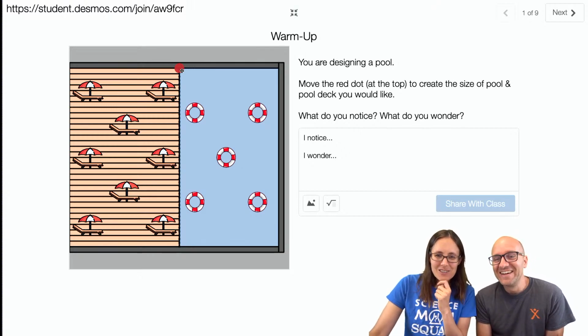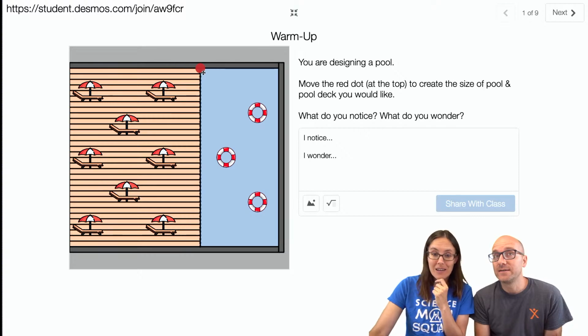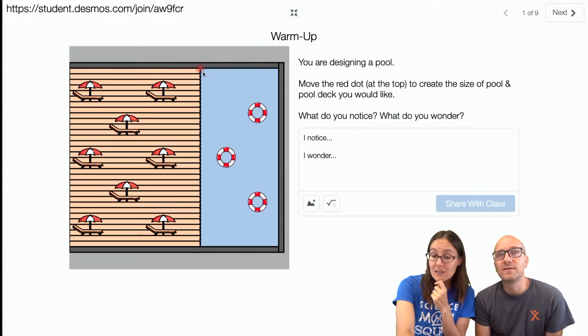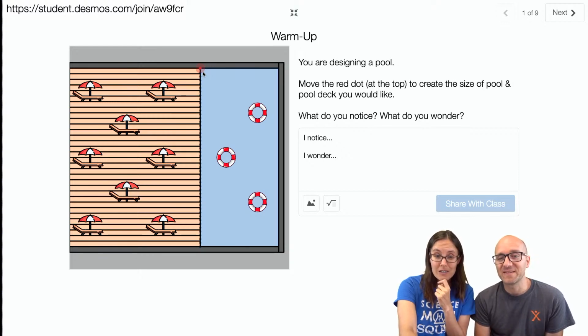Sarah notices the deck chairs and the pool rings appear in a regular pattern. Good job, Sarah, noticing that we have a pattern. Aylin notices adding more deck space makes less pool space. Mariah notices that the pool and the deck can get smaller or bigger and wonders how that works.